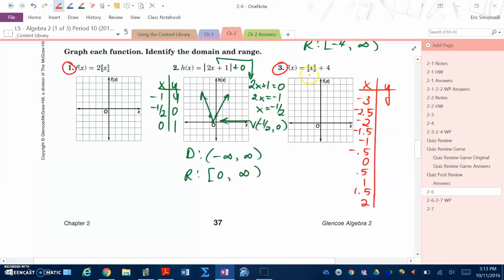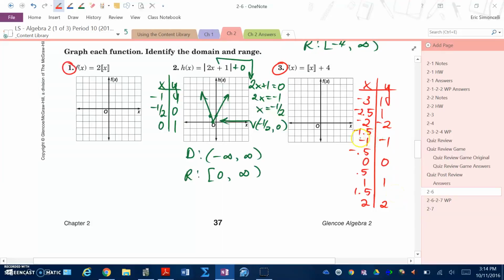So we plug in negative 3. The greatest integer for negative 3, in other words, what integer is less than or equal to negative 3? Well, that's negative 3. Plug it in, negative 3 plus 4, we've got 1. Plug in negative 2.5. What integer is less than or equal to negative 2.5? Well, that would be negative 3. Negative 3 plus 4, again, 1. Negative 2 is an integer, so we don't have to deal with that too much. Same with negative 1, same with 0, 1, and 2. So those are all going to be those respective values.